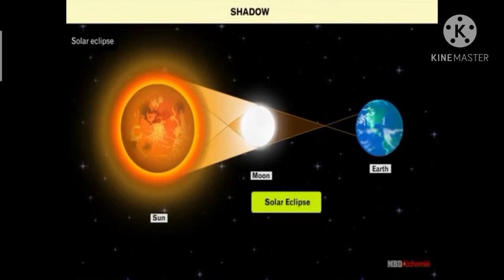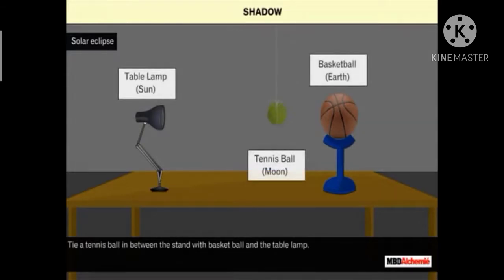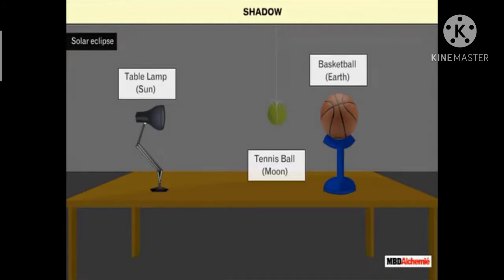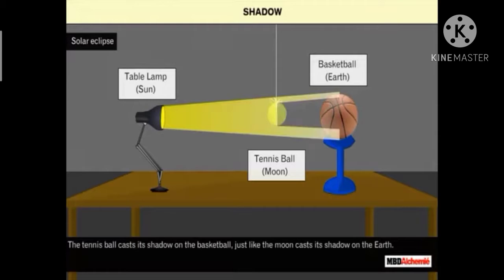Let us perform an activity to show how a solar eclipse occurs. Take a powerful lamp and place it on a table. Take a basketball and place it on a stand. Tie a tennis ball in between the stand with the basketball and the table lamp. The table lamp represents the sun, the basketball represents the earth, and the tennis ball represents the moon. Light the lamp. You will observe that the tennis ball casts its shadow on the basketball just like the moon casts its shadow on the earth.